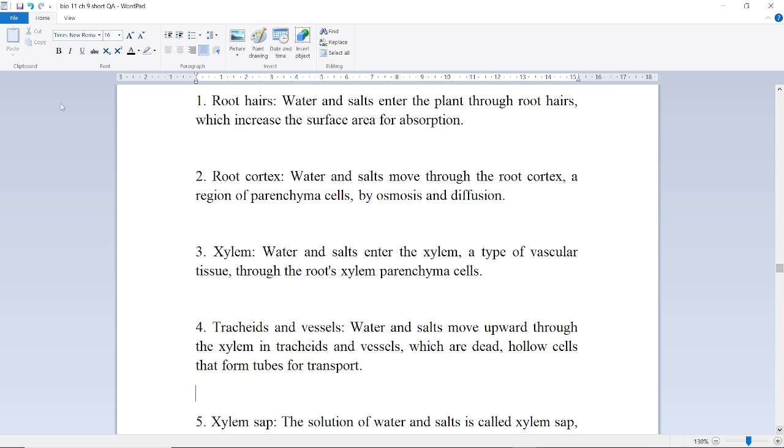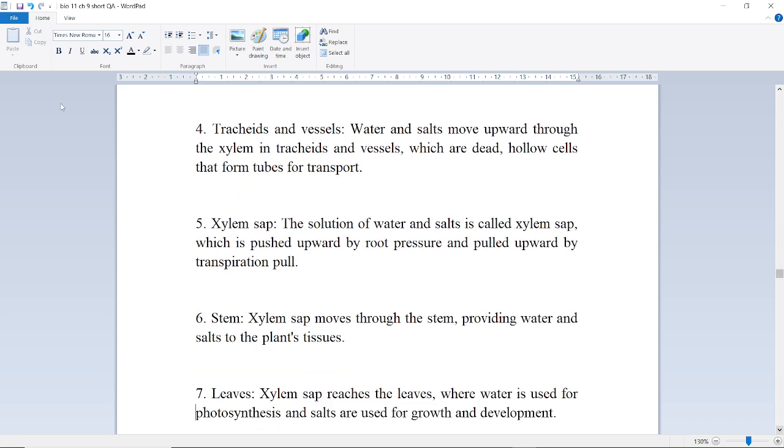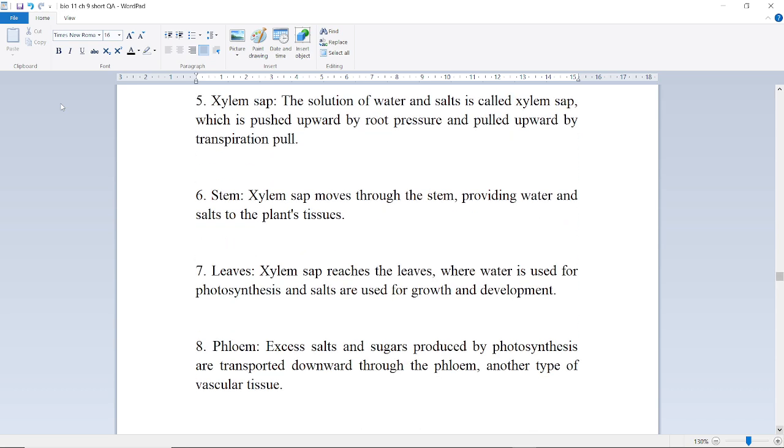Xylem. Water and salts enter xylem, a type of vascular tissue, through the root xylem parenchyma cells. Tracheids and vessels. Water and salts move upward through xylem in tracheids and vessels, which are dead, hollow cells that form tubes for transport. Xylem sap. The solution of water and salt is called xylem sap, which is pushed upward by root pressure and pulled upward by transpirational pull.